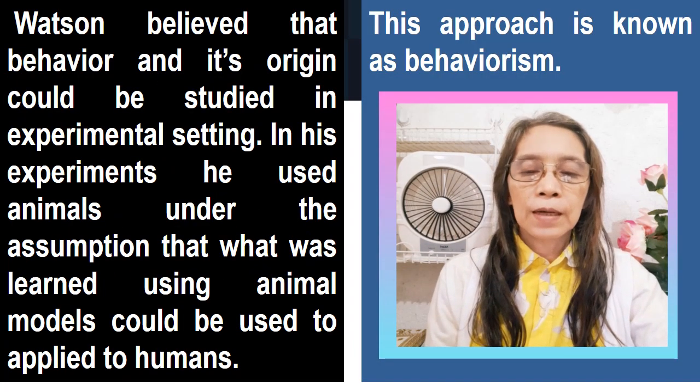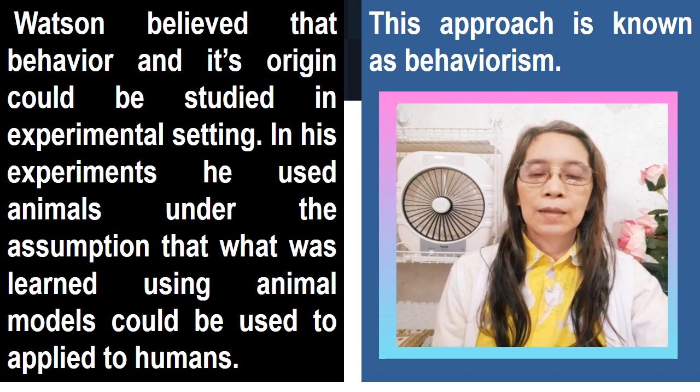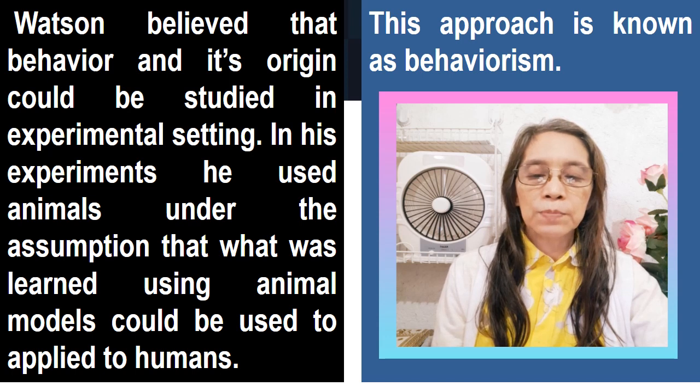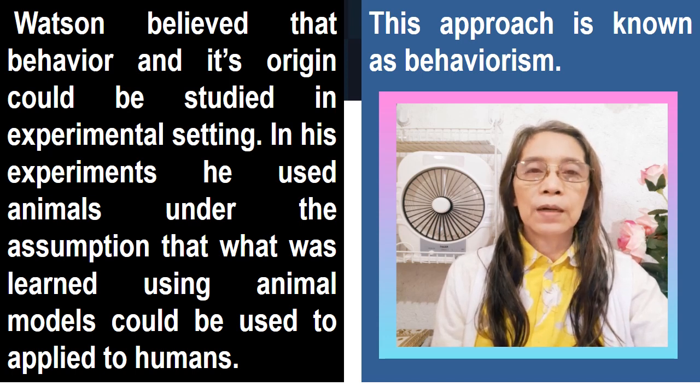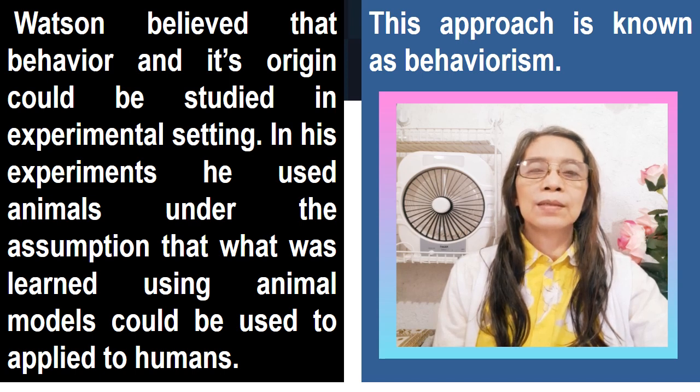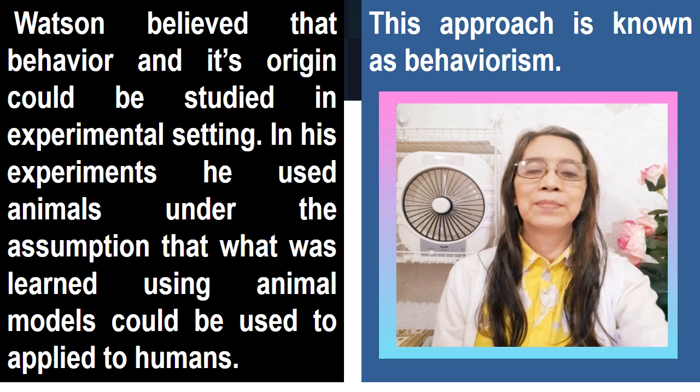Watson believed that behavior and its origin could be studied in an experimental setting. In his experiments, he used animals under the assumption that what was learned using animal models could be applied to humans. This approach is known as behaviorism.